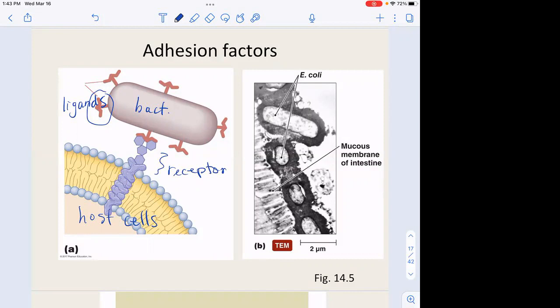All right, and this on the right is just a scanning electron micrograph of some E. coli that are attached to our colon wall. This grayish part here is showing a bacterial capsule, which can also help it adhere, but you can't really see the fimbriae there. A capsule wouldn't be enough to anchor it as much as it typically would need to be.